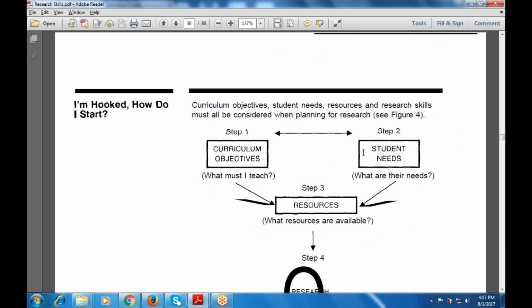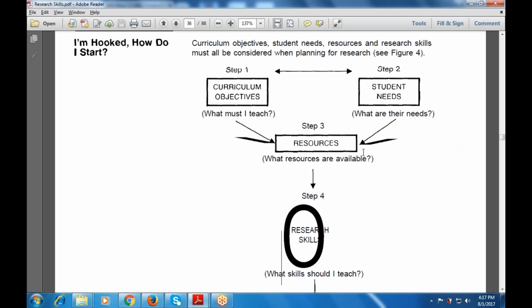Now, how do I start? That means what is the beginning point of this? Step number 1 is curriculum objectives. What is the main curriculum objective? That means the syllabus. What is the curriculum, what must I teach? Then step number 2 is student needs. What are their needs? What is the main requirement, what do they want from the customer point of view?